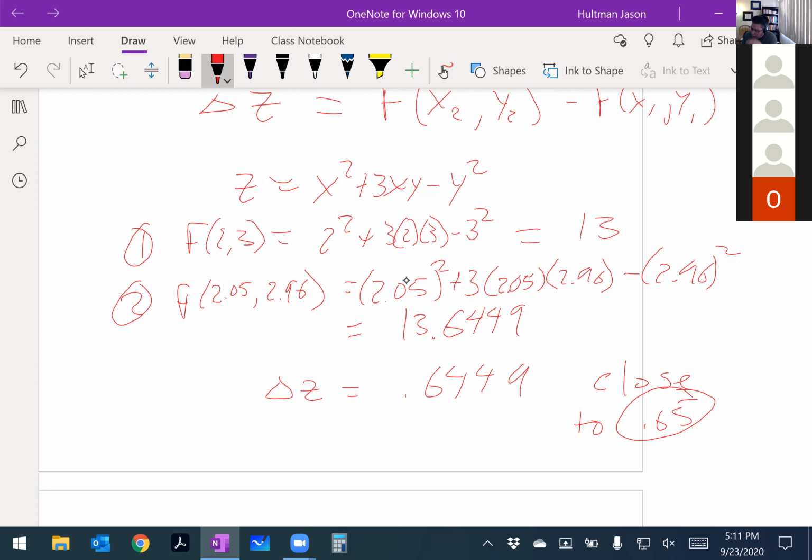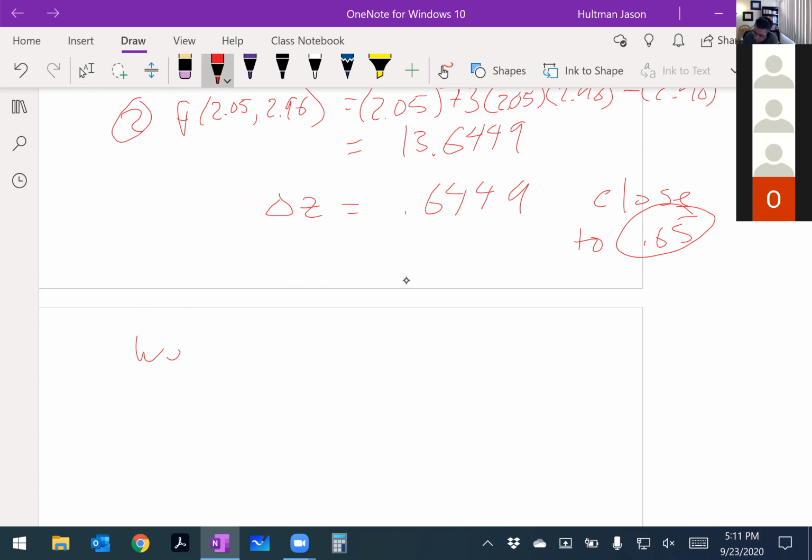So the idea is that we want delta z, but we will accept dz. Okay, and we can get dz based on a partial derivative. That's the idea here. Sometimes if we take the partials of these things, we can make them easy to work with. Okay, let's see how this works in real life here.